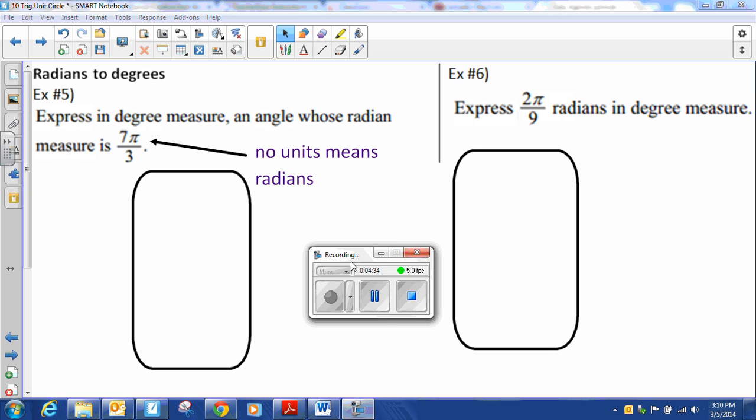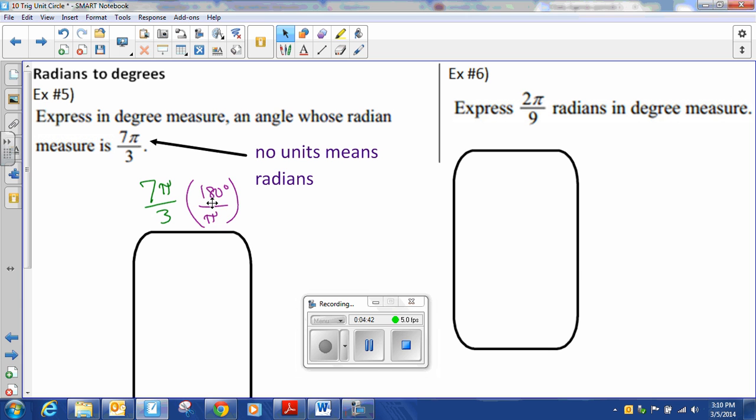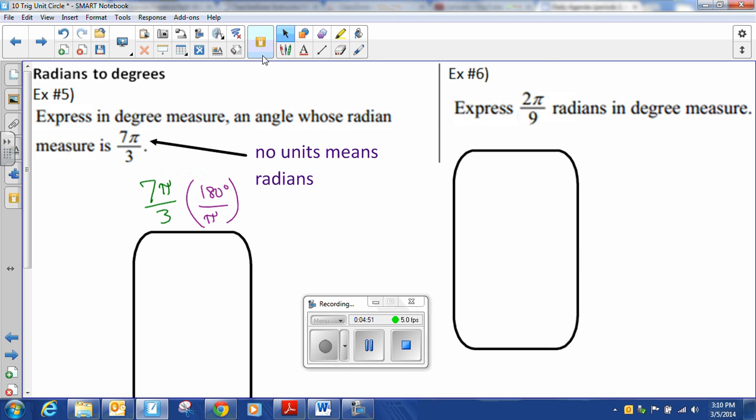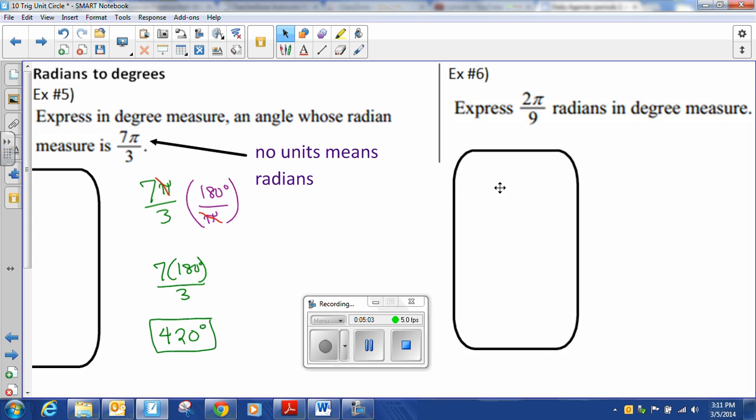Example 5. All right, now we're converting from radians to degrees. So like I said, no units means radians. So this time we're going to take our fraction of 180 degrees over pi, whereas previously it was pi over 180. Notice that the pi's cancel out, and we're left with 7 times 180 over 3, which we can multiply on the calculator and we end up with 420 degrees.